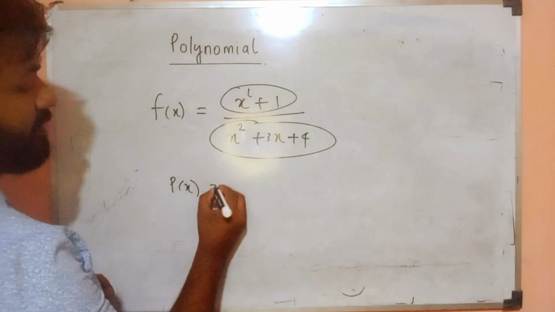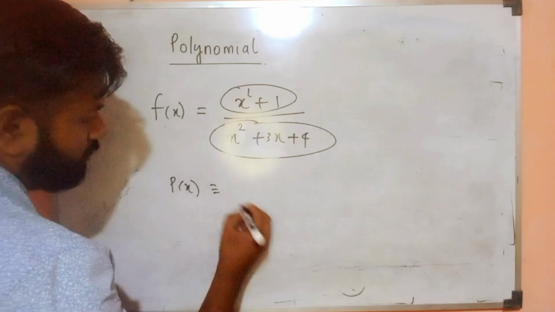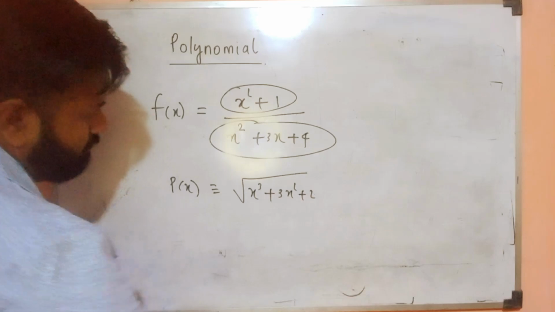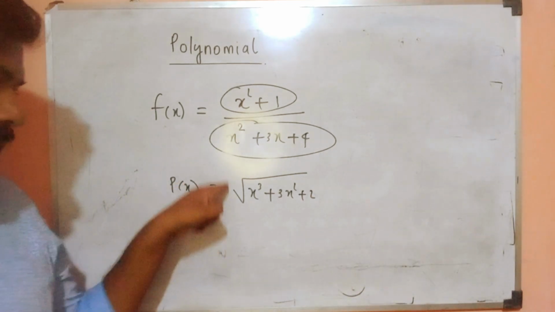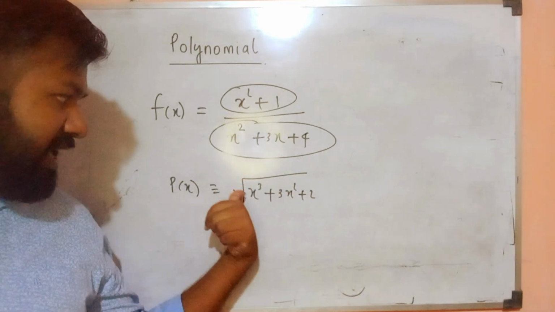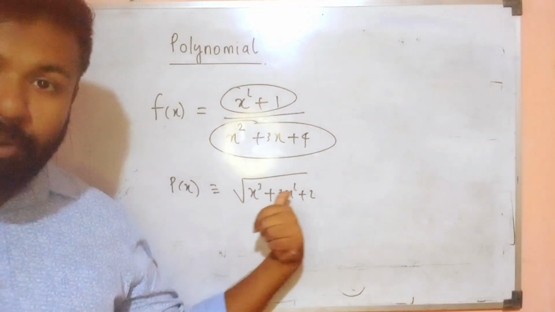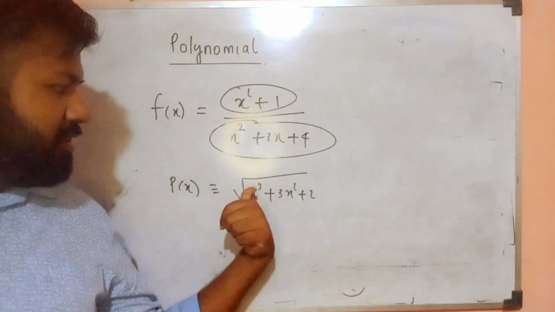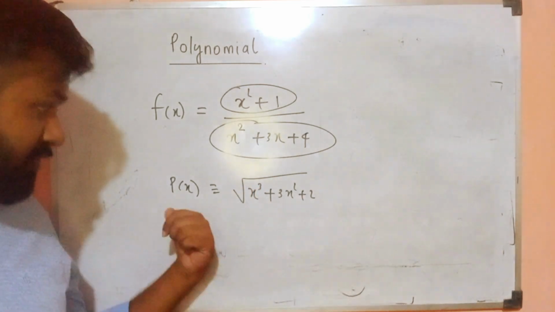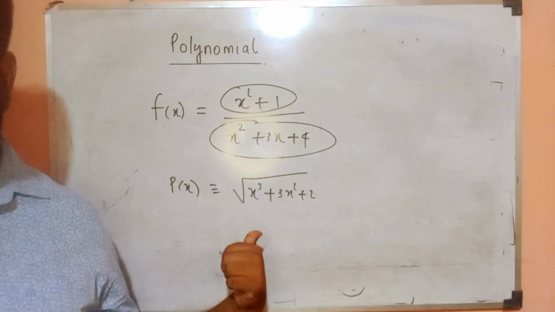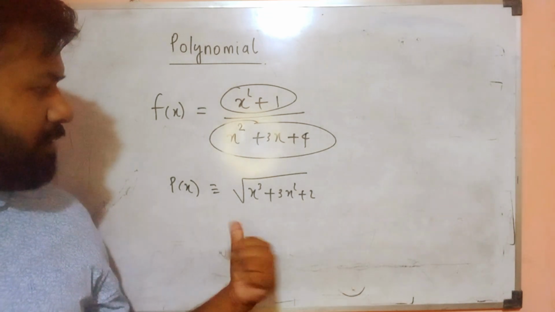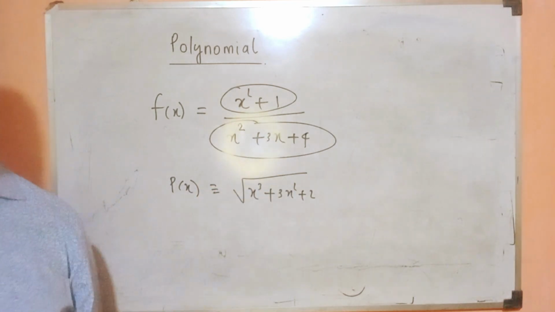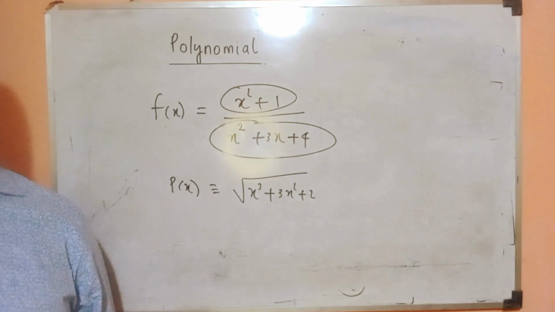Consider this function. Let's say it's p(x). p(x) is equal to the square root of x cubed plus 3x squared plus 2. Within the square root, you can see x cubed plus 3x squared plus 2. That is a polynomial, but that polynomial is within the square root. So this function cannot be a polynomial. Because this particular polynomial is within the square root, this is a non-polynomial.